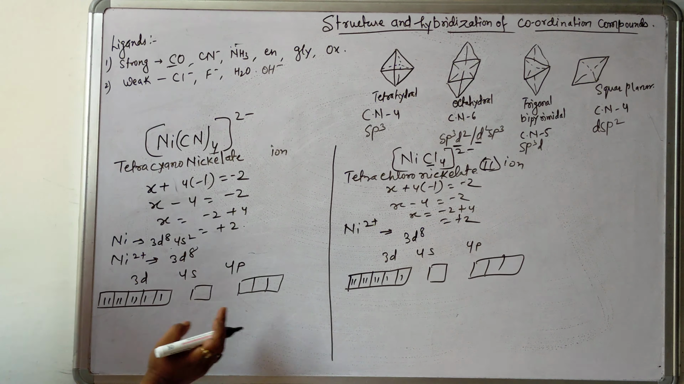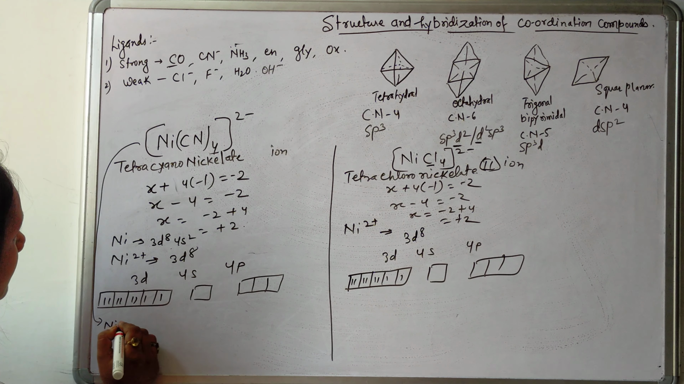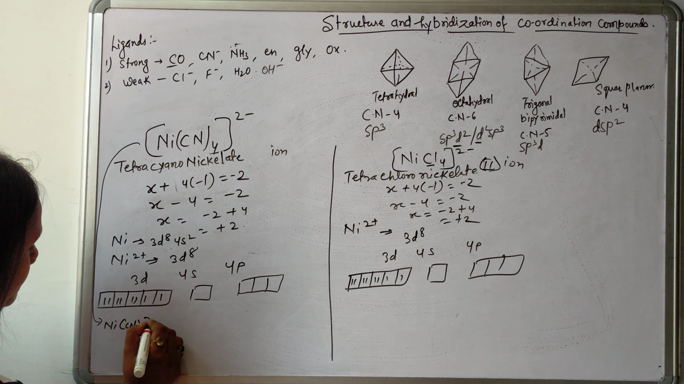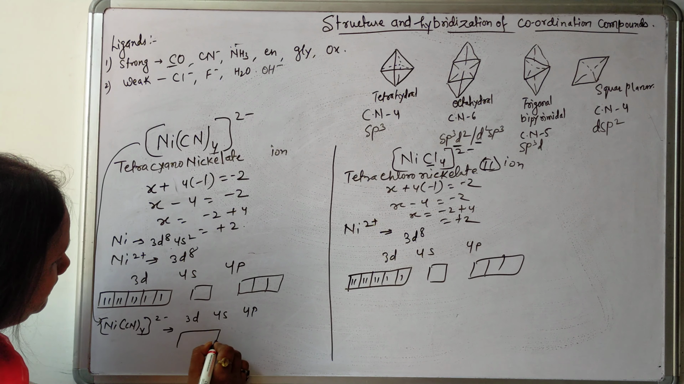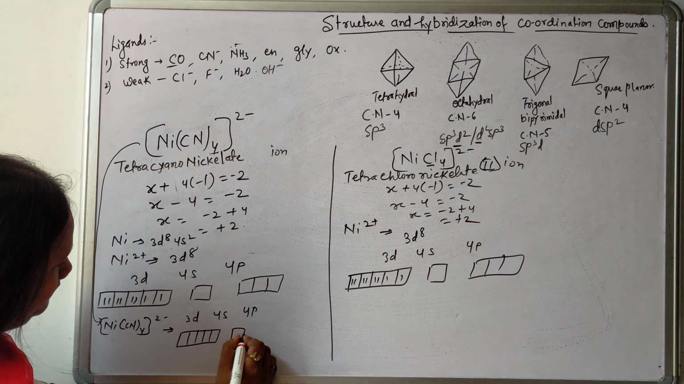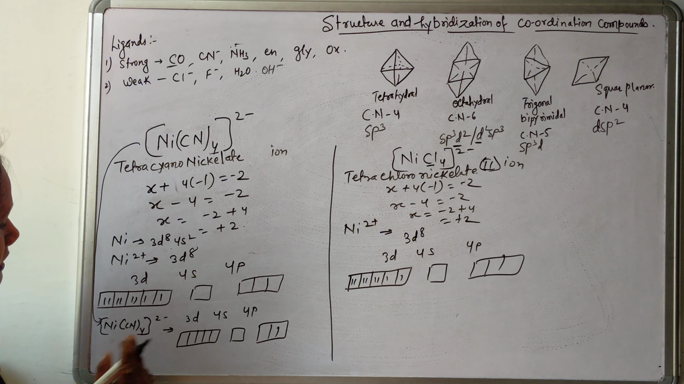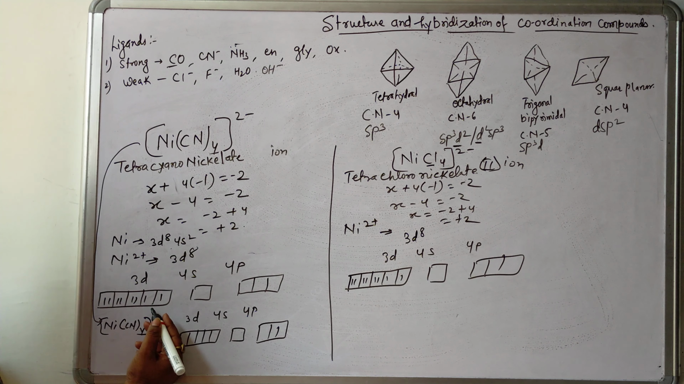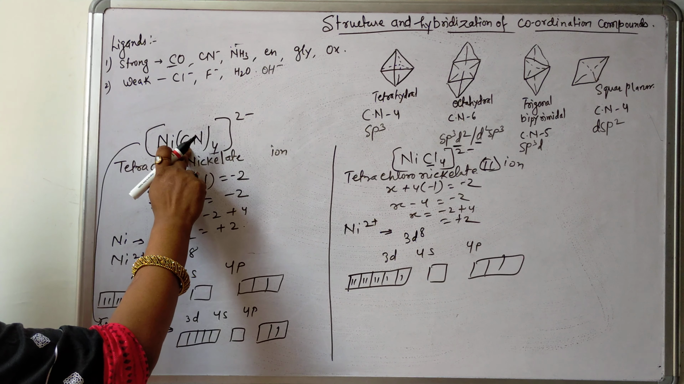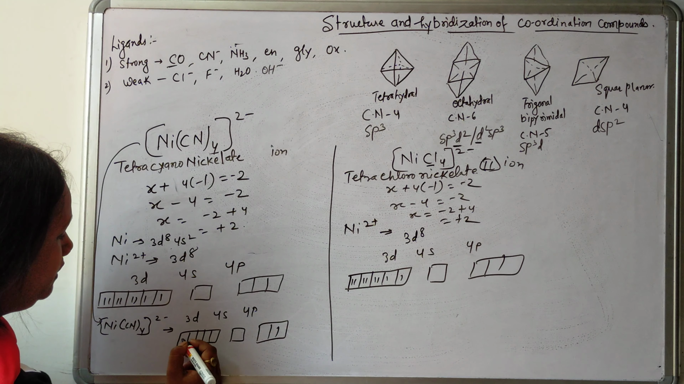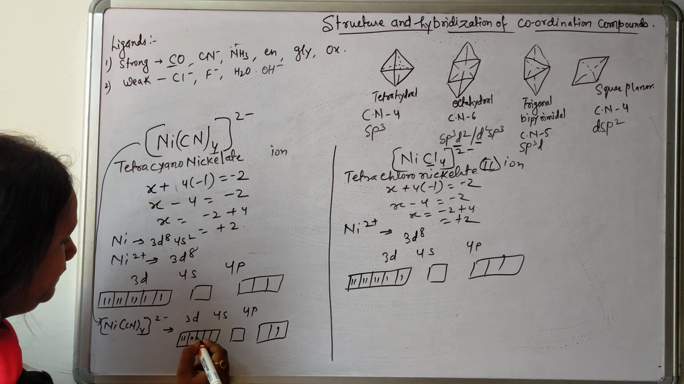Now here you have to write Ni(CN)4 2-. How will it be? 3d 4s 4p. 3d, 4s, 4p. Same here, I am writing the same thing, but we have to write the complex sign also. Understood? So these unpaired electrons will now be paired because of the presence of the strong ligand. Due to this strong ligand, 1, 2, 3, 4, 5, 6, 7, 8. This is paired against Hund's rule.